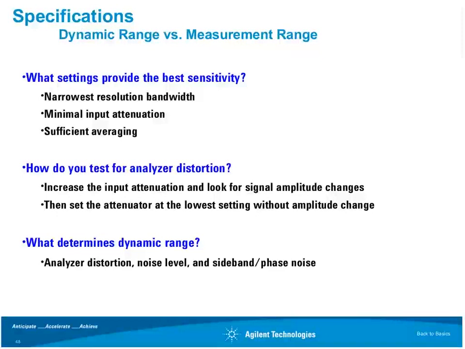All right, so to summarize, to get the best dynamic range, you want to optimize sensitivity by using the narrowest resolution bandwidth and the least amount of attenuation possible and some amount of averaging. But at the same time, you have to make sure you have enough attenuation so that you're not experiencing distortion, and you want to balance those two things.